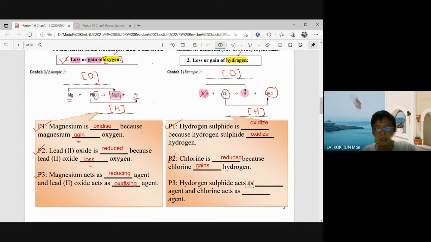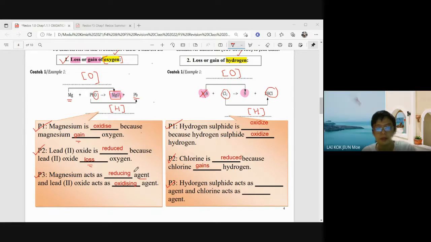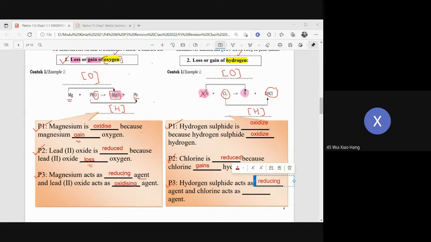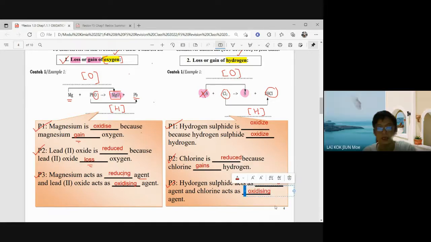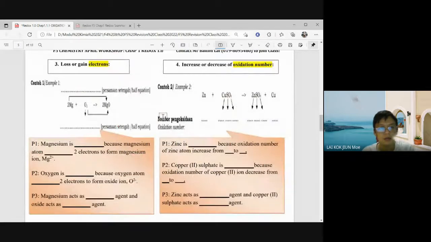Okay, how about hydrogen sulfide? What is the role? It's a reducing agent. Very good. Sendiri undergo oxidize, so it becomes reducing agent. Okay, how about the chlorine? Oxidizing agent. Very good, Xiao Hang. You see the concept clear, then you can explain very well lah. Thank you, Xiao Hang. Now we go to the part 3.